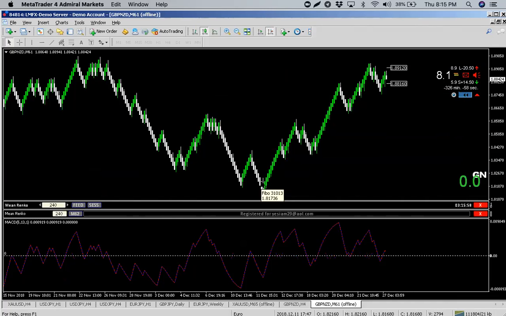Now, it doesn't always mean that that's the case, because as you can see, when price does these things here, you have your green bars, but then you have the white bar coming down. So there are retracements, and that's what retracements look like.